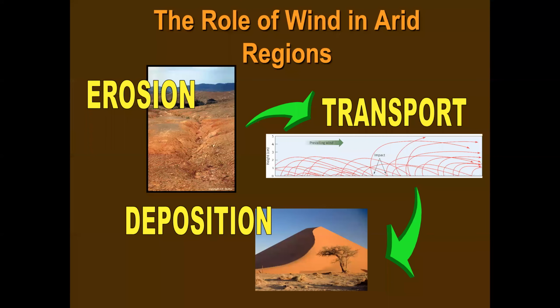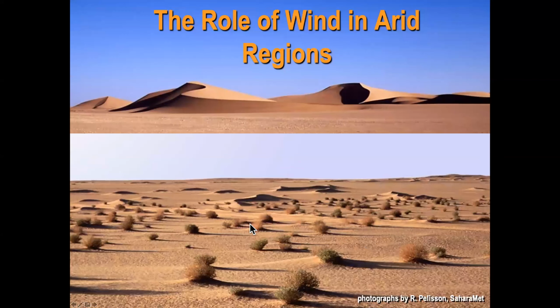So the role of wind in arid regions is just like water, except there's no fluid in the form of liquid. There's fluid in the form of air. But it's the basic idea. Erosion still takes place. You still transport it and you still deposit it somewhere else. And here's some examples.